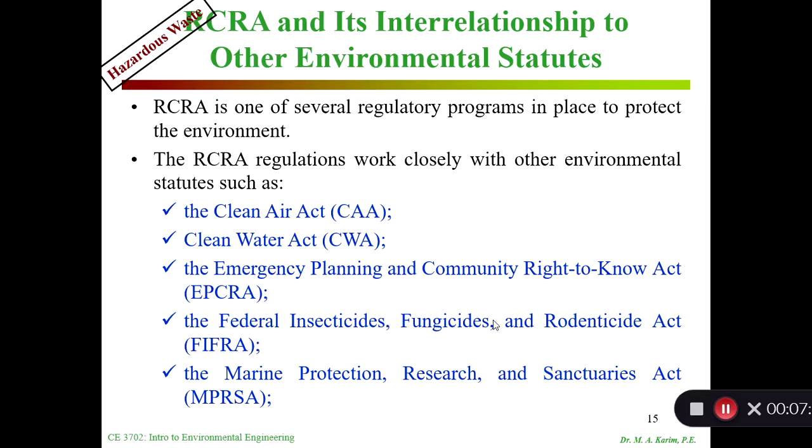So, RCRA and its interrelationship to other environmental statutes. RCRA is one of several regulatory programs in place to protect the environment. The RCRA regulations work closely with other environmental statutes such as the Clean Air Act, Clean Water Act, Emergency Planning and Community Right-to-Know Act (EPCRA), the Federal Insecticide, Fungicide and Rodenticide Act (FIFRA), and the Marine Protection, Research and Sanctuaries Act (MPRSA).